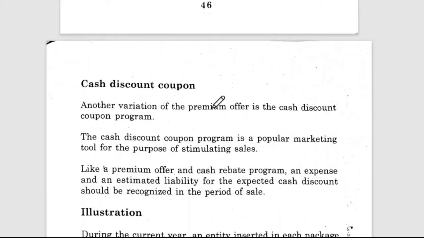Now let's go to the third part, which is the cash discount coupon. Aside from the premium offer wherein they distribute actual items or articles, they can also offer cash discounts as a form of their premium offer. Again, the purpose of the discounts, the rebates, and the distribution of premiums is the stimulation of sales, so customers will be more willing to buy their products because they will get incentives. They will get free items, rebates, and discounts.